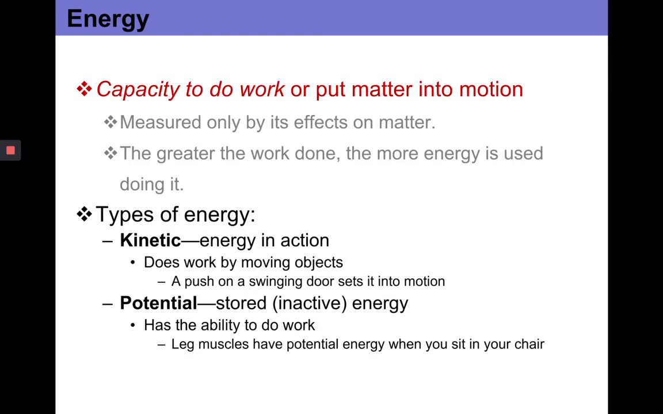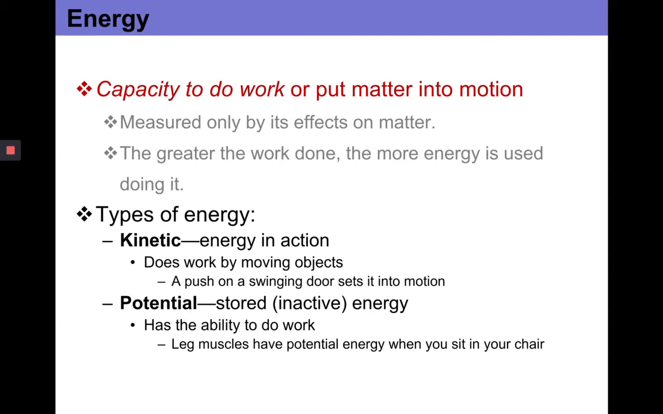We'll also just briefly talk about energy. And energy is the capacity to do work or put matter into motion. There's different types of energy. For example, kinetic energy is energy in action. You can't actually see energy, but you can see what energy does. You can see the effects on matter that energy has. And if you see, for example, someone ride a bike or throw a ball or even push a swinging door and set it into motion, that's an example of kinetic energy.